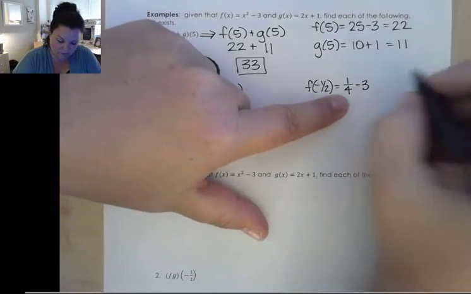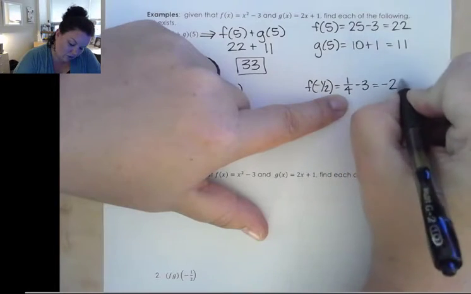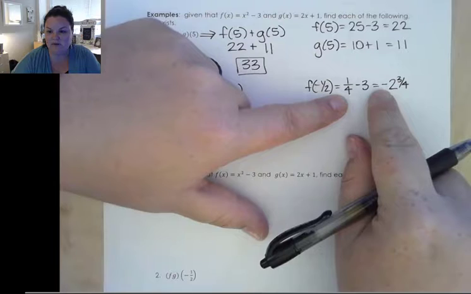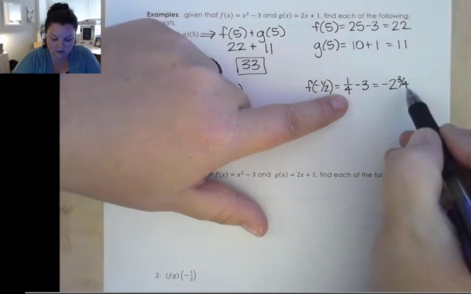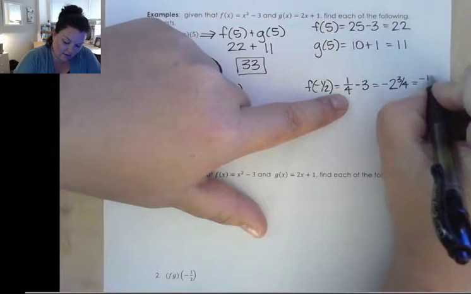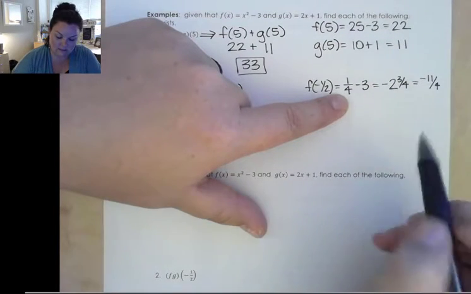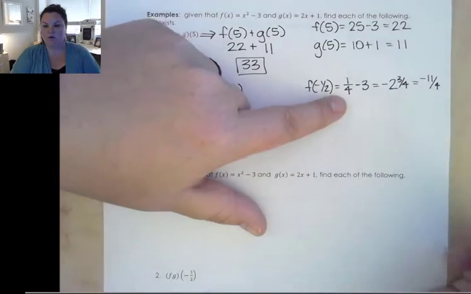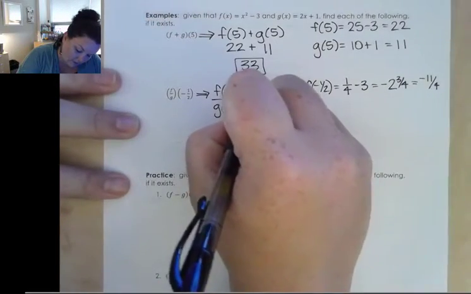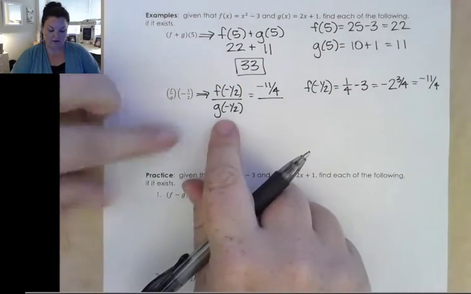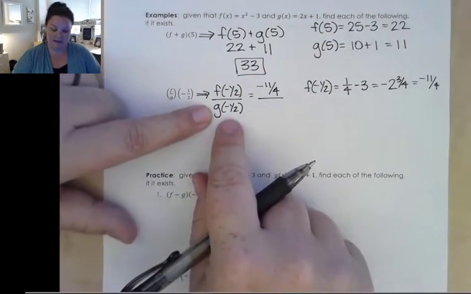1/4 minus 3 is -2 3/4, right? And then I can turn this back into an improper fraction by doing 4 times 2 plus 3, which would give me negative 11/4. 4 times 2 is 8 plus 3 is 11 over 4. So this top piece just becomes negative 11/4 over, now we need to figure out what g of negative 1/2 is.